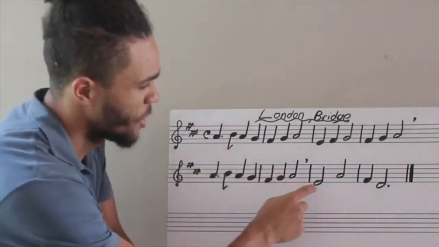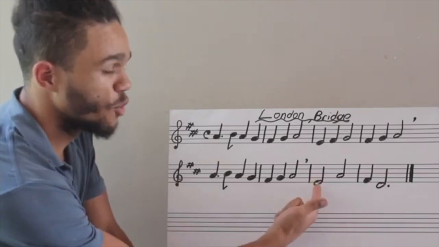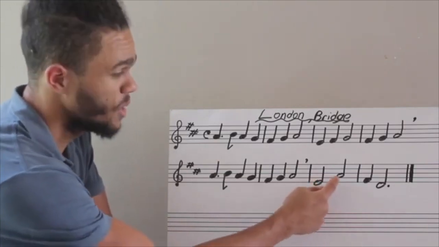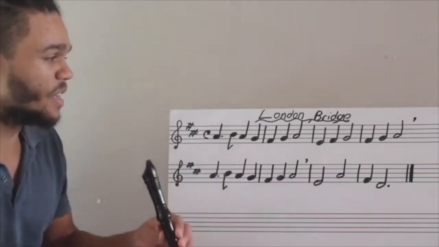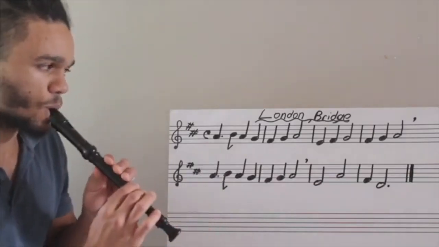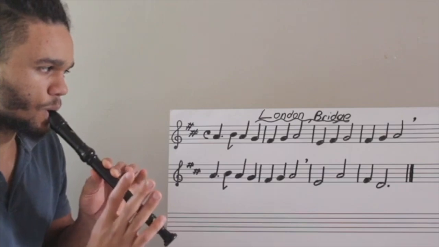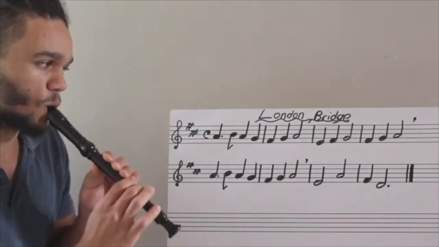Then let's finish up over here. We have an E for 2 beats, A for 2 beats. So let's try E then A. So that's going to be a lot of fingers to very few fingers. E then A. 3, go.